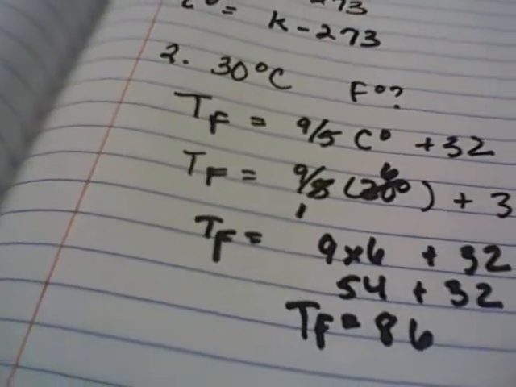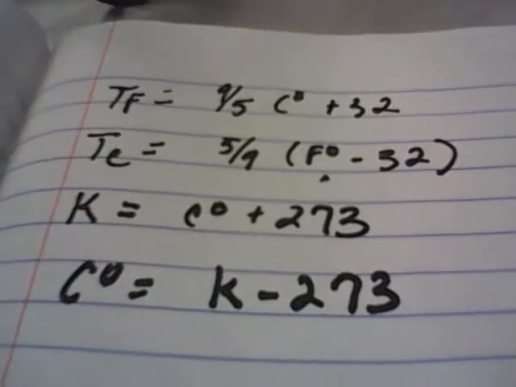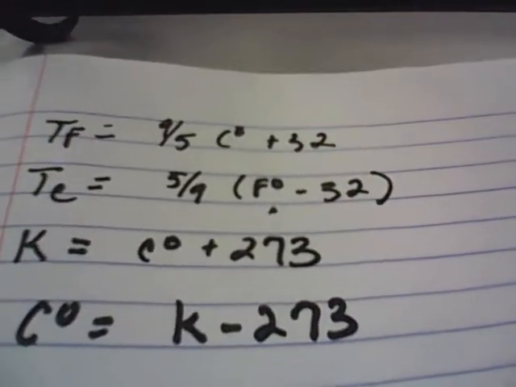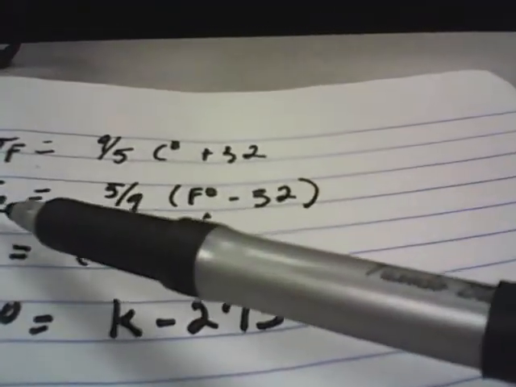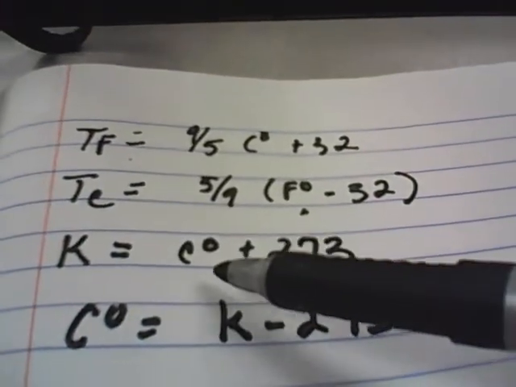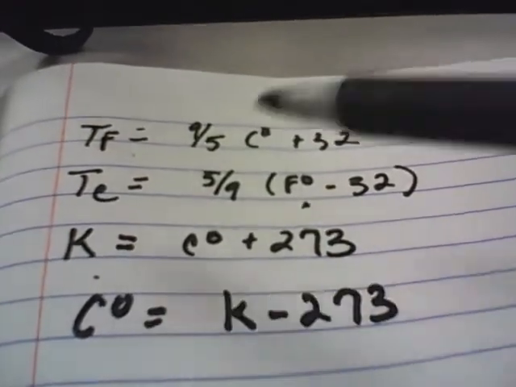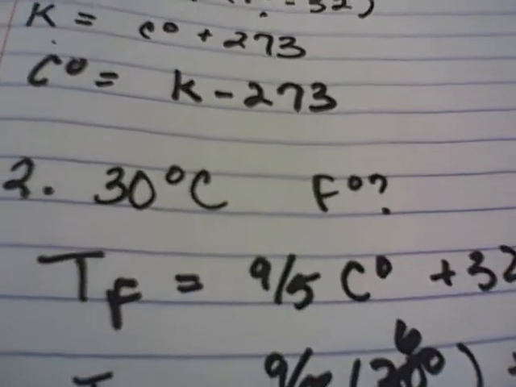And so throughout, this is what you want to be able to do. You want to be able to use these equations here. If you're given Celsius already, to find Fahrenheit, TF. Given Fahrenheit, you want to know Celsius, use this equation. Given Celsius, want to know Kelvin, this equation. Given Kelvin, want to know Celsius, given that equation. All right, so we will move on to the next example.